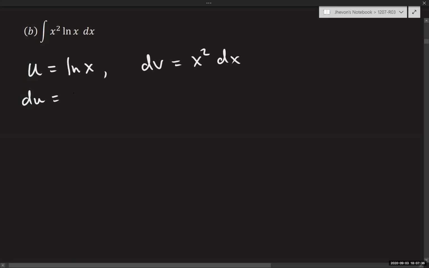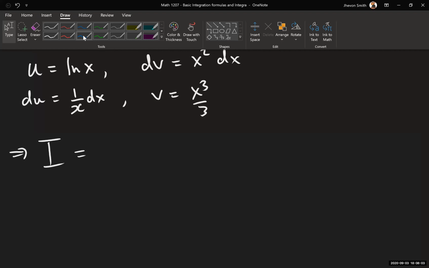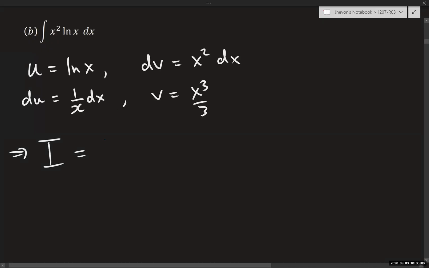This means that my du is what? 1 over x dx. And my v? X cubed over 3. That looks more complicated. Is it? Let's see. So our integral would look like what by applying the integration by parts formula? It'd be ln x times x cubed over 3. Maybe tell me the formula. What is the right side? The right side is uv minus the integral of v du.